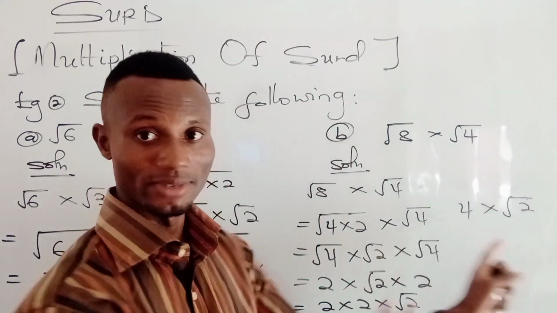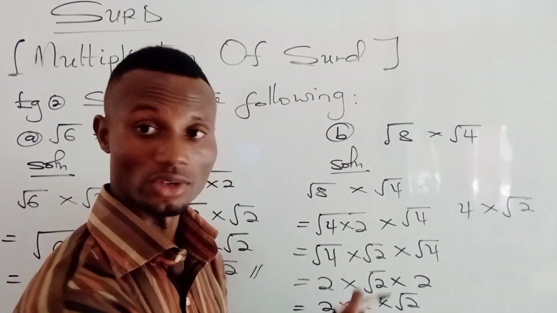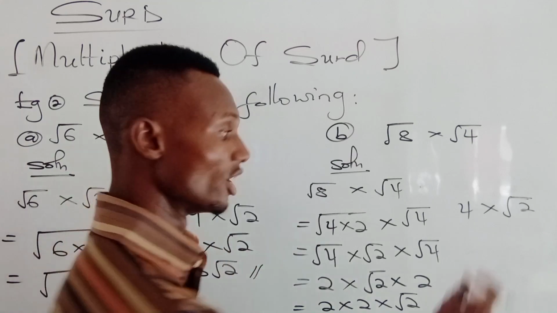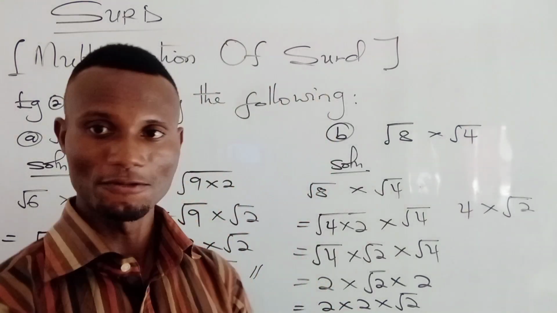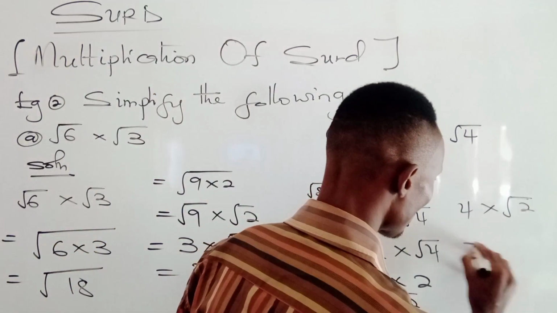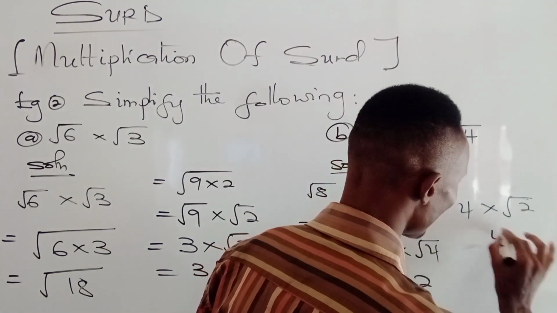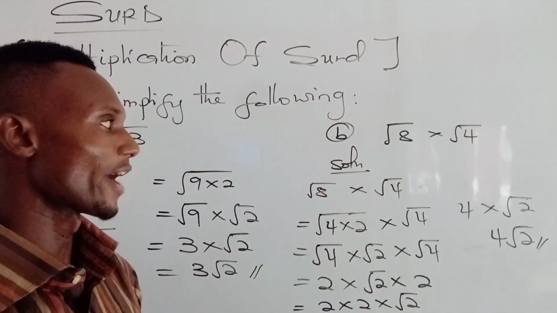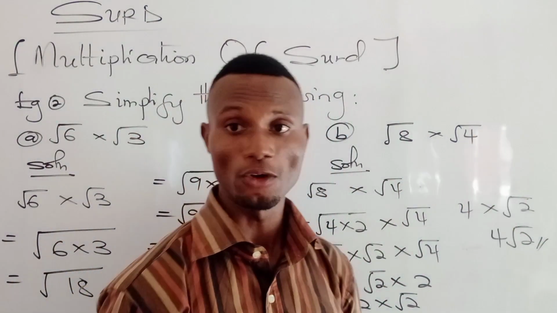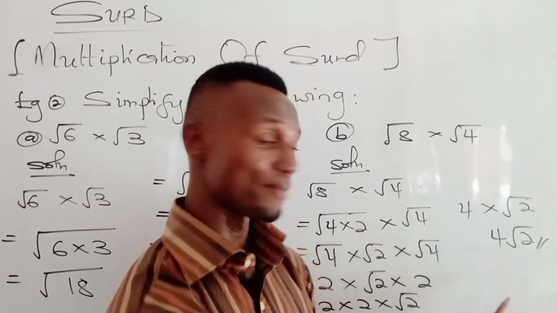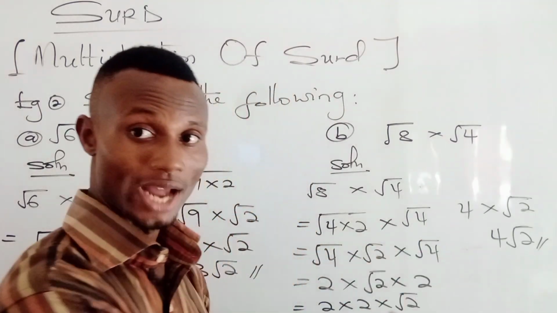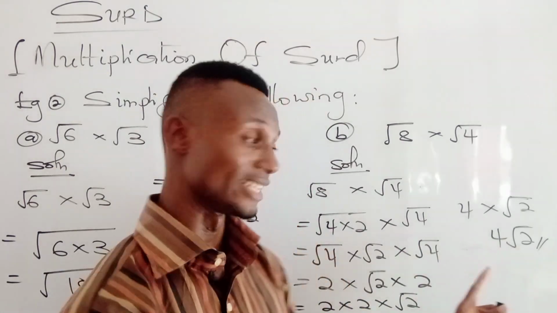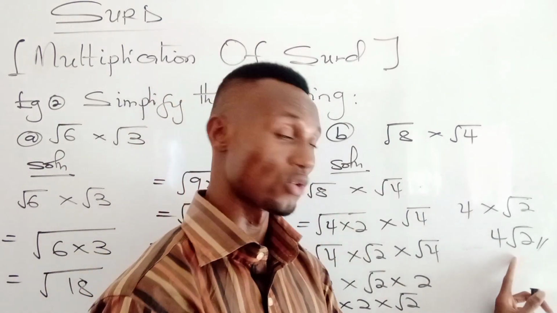So this 2 times 2 gives 4, so the 4 is here, times the root 2, then bring your root 2. Now 4 times root 2 gives 4 root 2. So your final answer is going to be 4 root 2. This is your final answer for simplifying square root of 8 times square root of 4. You can see that we are getting the same answer as the first one. The first method that we used, we also got 4 root 2, which is the same as this process.